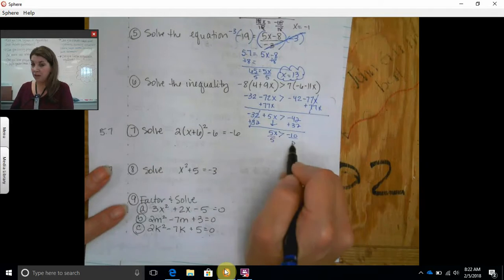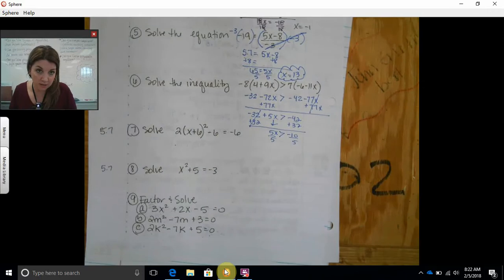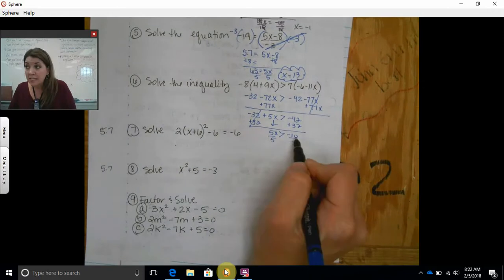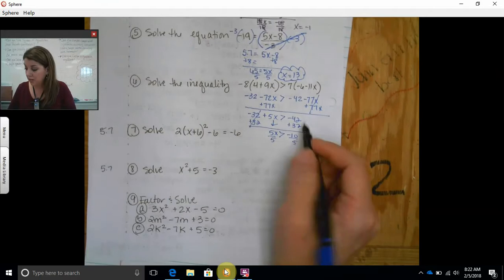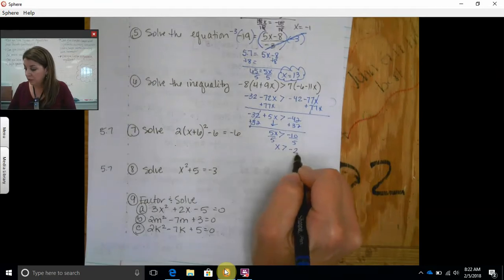Divide both sides by 5. Now, I just told you when you divide by negative, you have to flip the sign. Did I divide by negative? No. 10 is negative. I didn't divide by negative 10. I divided by positive 5, so there's no sign flip in there. So we have x is greater than negative 2. That's it.